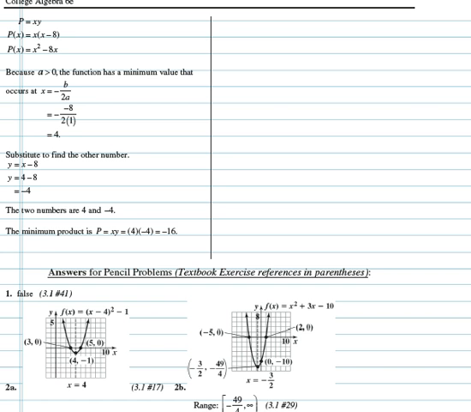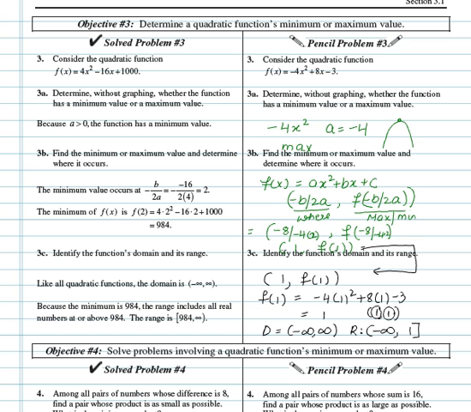So here, the maximum value is going to be at f of 8. So the vertex is 8 comma f of 8, which is 8 comma 64. So the maximum value is 64. The maximum is 64 at 8. So if one number is 8, automatically the other number is also 8.